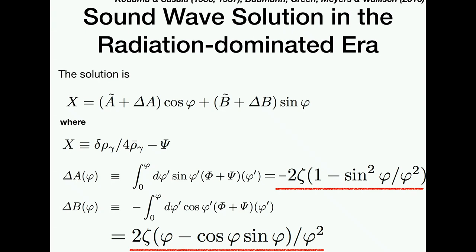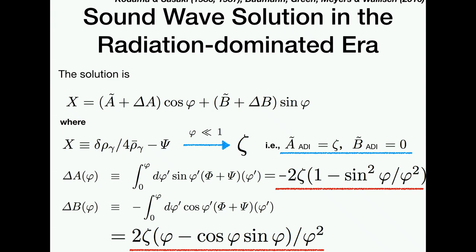All right, so this is the solution. So we now got the solution. X is delta rho over rho, 4 rho minus psi. Okay? And that's a solution. And now we have these correction factors delta and delta b here. These are all given by that. And in the low frequency limit, the longer wavelength limit, this goes to zero.